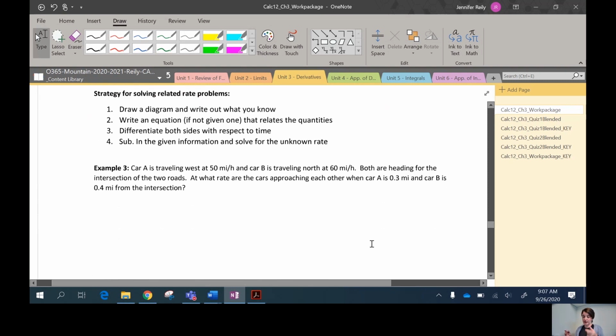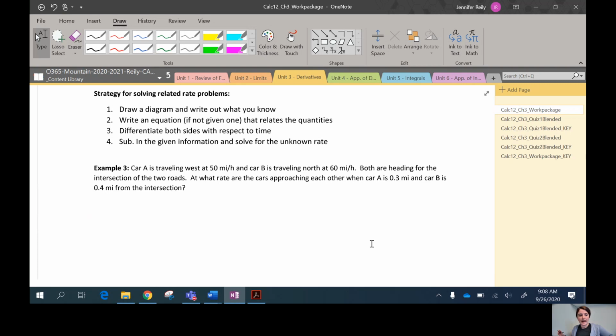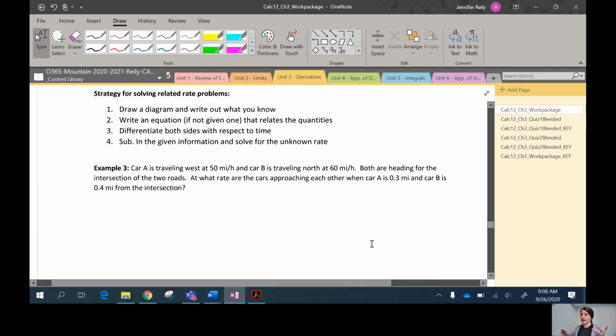Okay, here's the next question. I don't have any diagram drawn for you, so we're going to practice doing that. And I have the 4 main steps written for you every time you do a related rates problem, right? So draw a diagram and write what you know, write an equation, differentiate both sides, and then sub in the given information. So if you want, I would highlight that. Those are always the same 4 steps you use every time you do related rates.